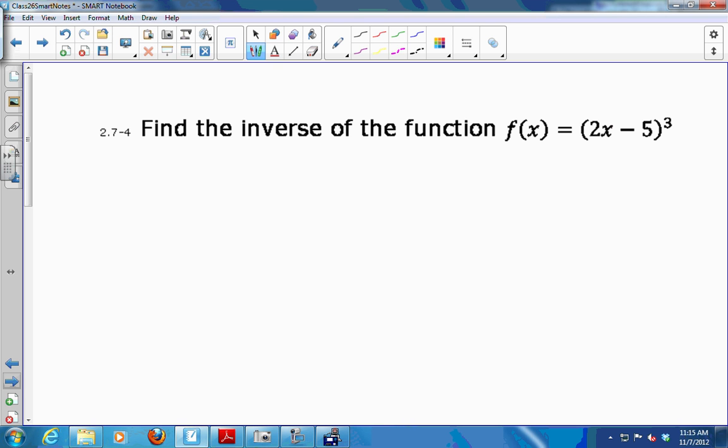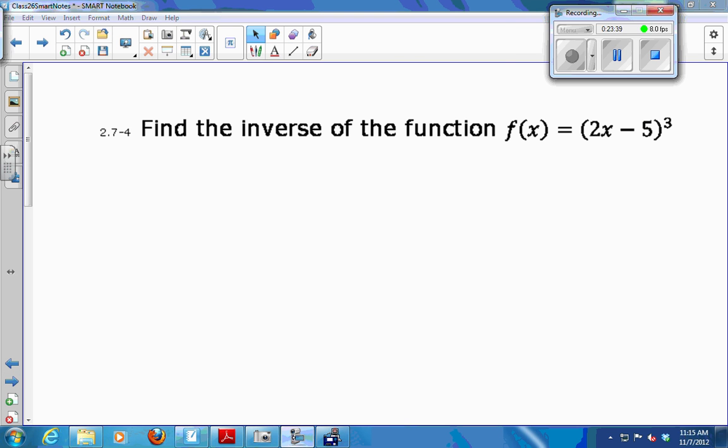Okay, so I'm going to have you try. Apply the procedure we did. It's like 6 or 7 steps. Find the inverse function of f of x equals (2x minus 5) cubed. Let's go through it together.